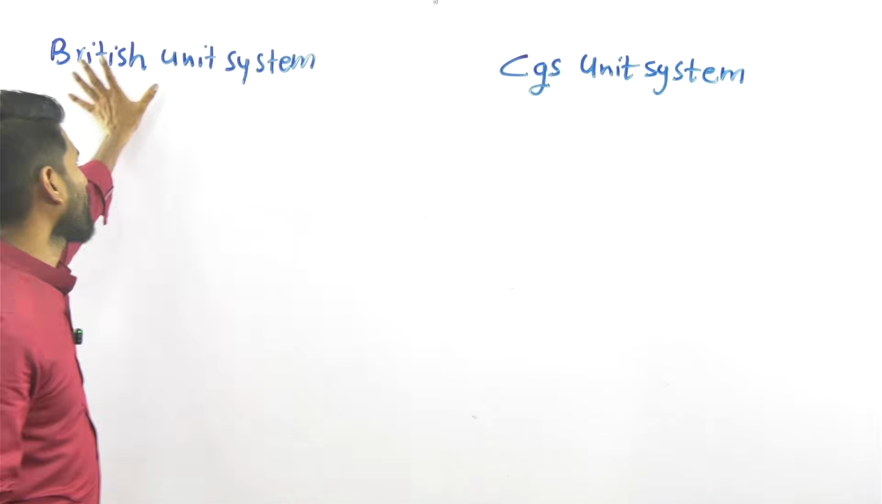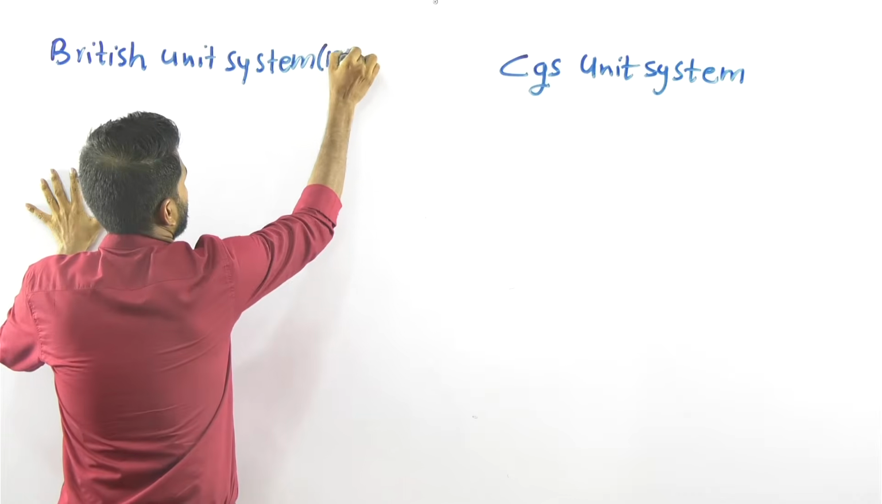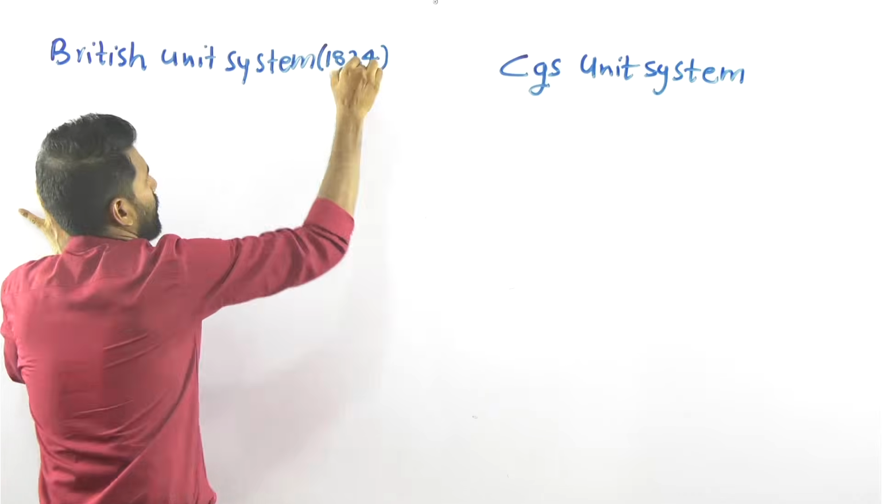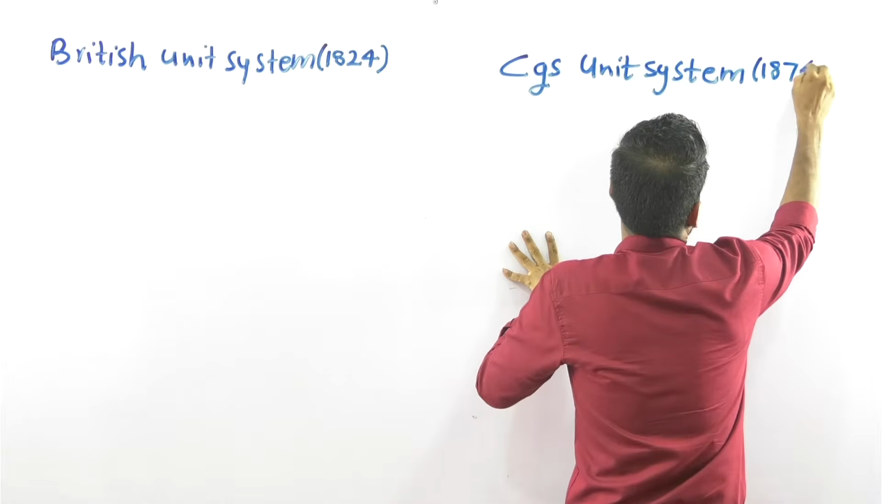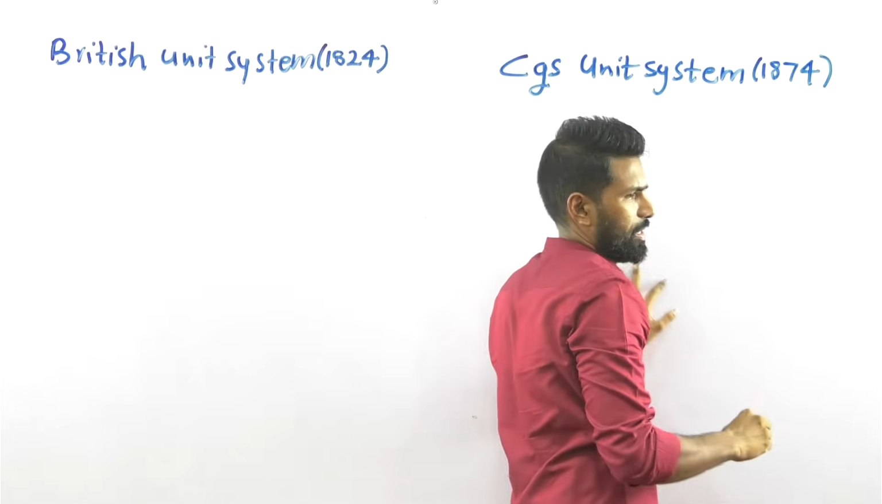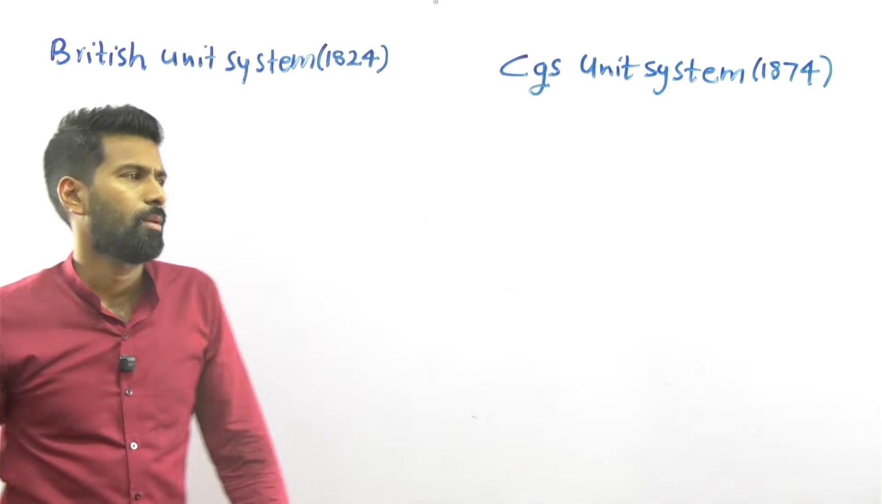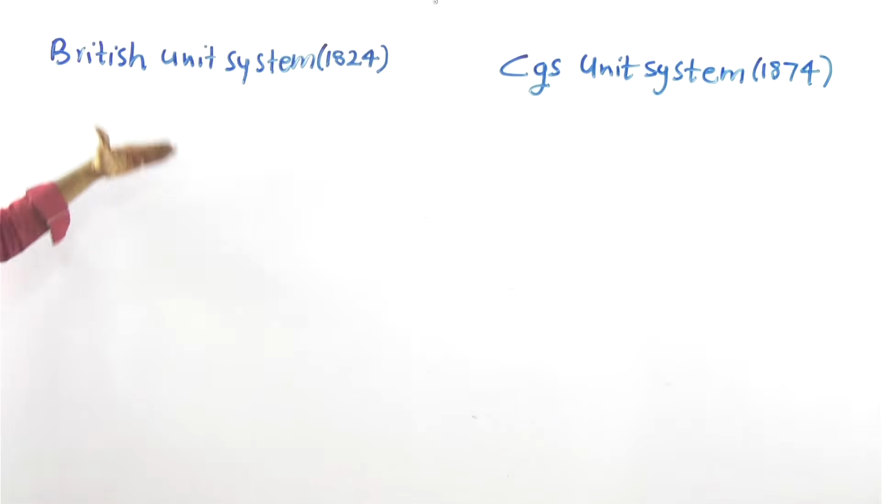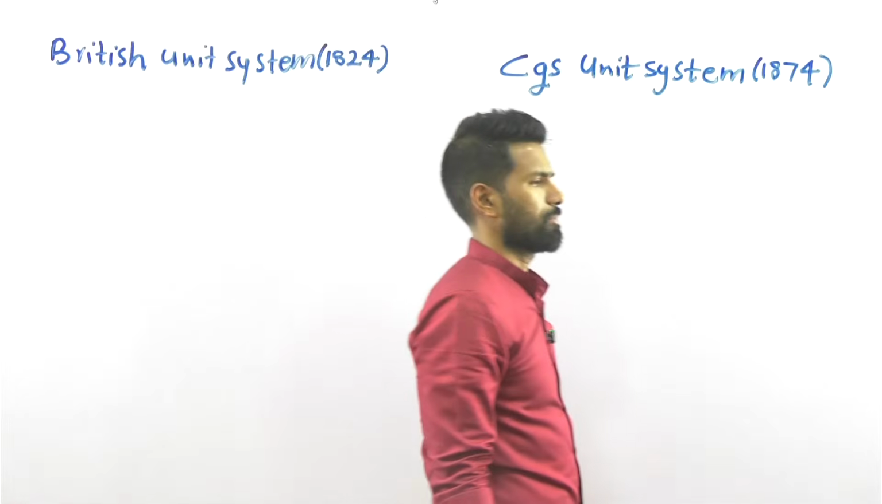Okay, now write them like this: British unit system in 1824 and CGS unit system in 1874. Write them. And here I'm going to give you the basic units that they have used under these unit systems.